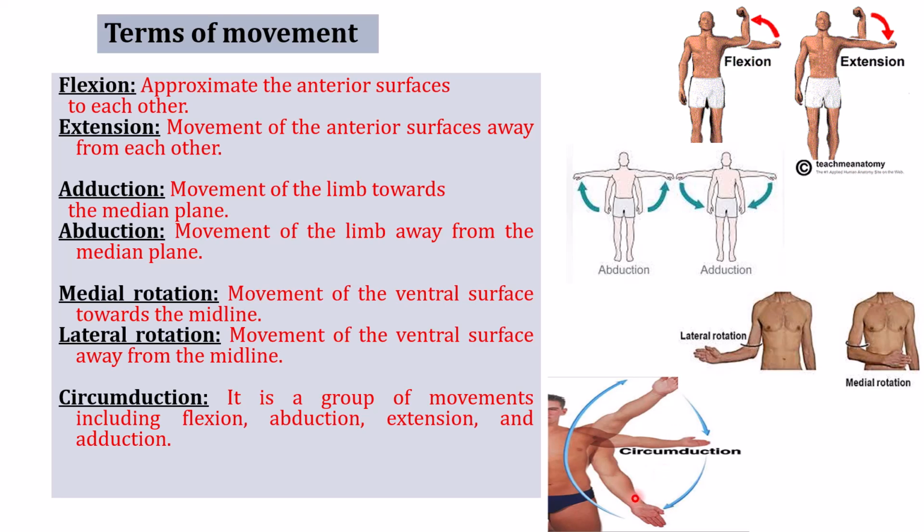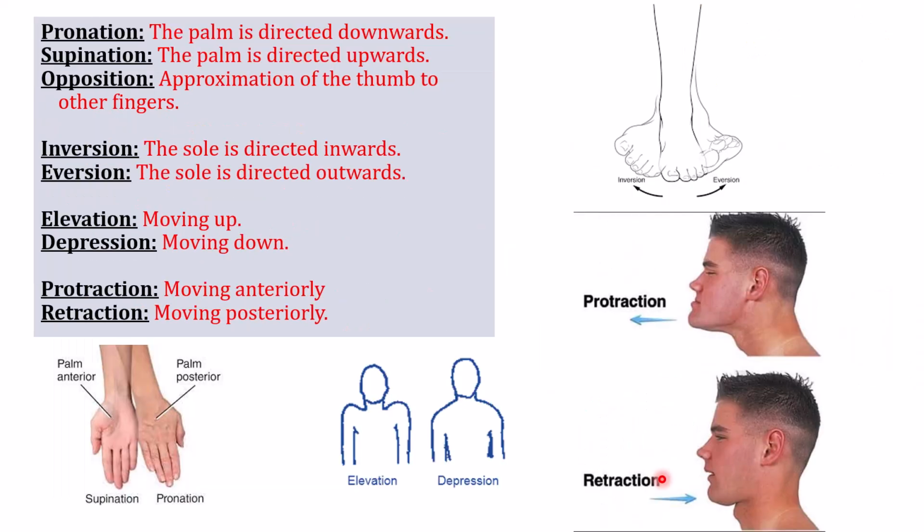So this is circumduction. Now we will talk about the pronation and supination. You can see in this diagram, pronation means when the palm is directed downward. So that will be the pronation. This one when the palm is directed downwards, or you can say the posterior surface or the dorsal surface is facing anteriorly. This is pronation. And supination means the palm is directed upward or forward or anteriorly. That is supination. This is supination.